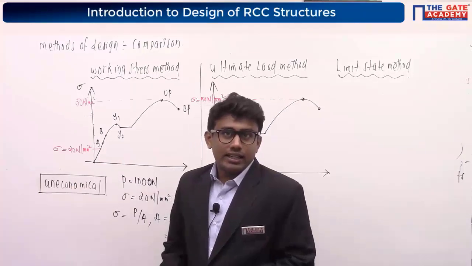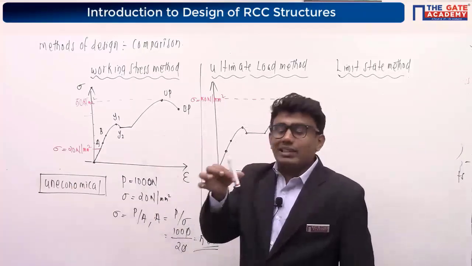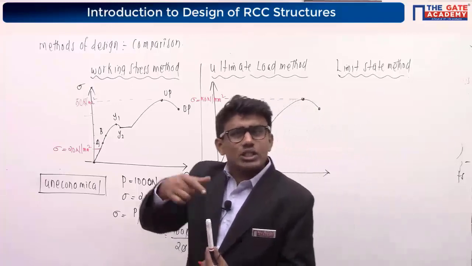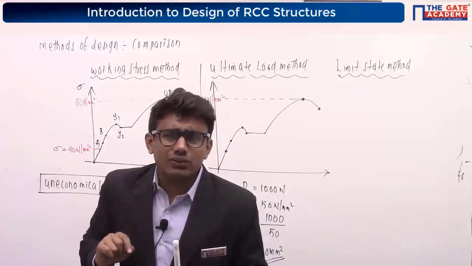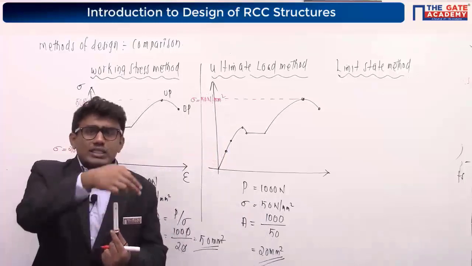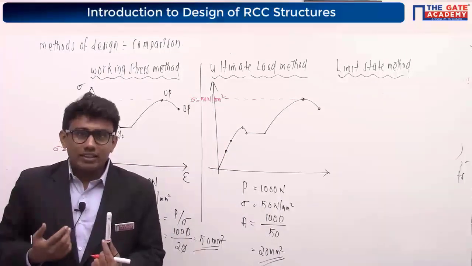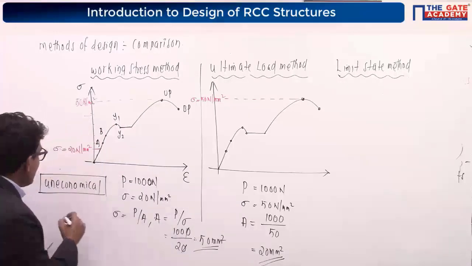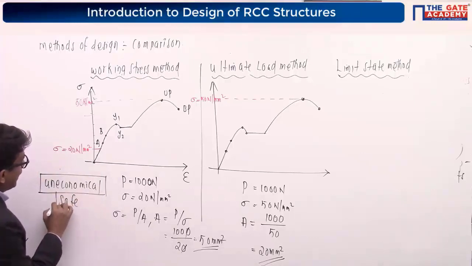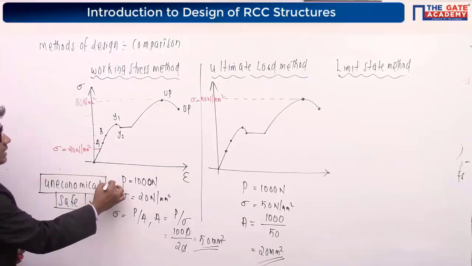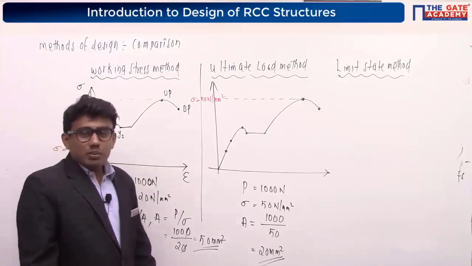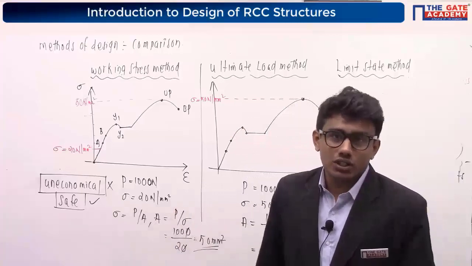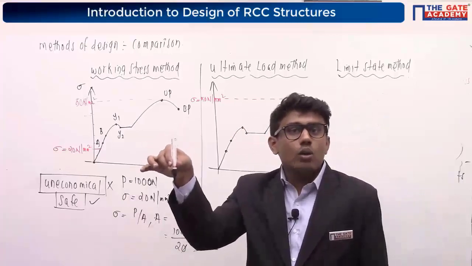Are you getting it right now? So we will be getting thick members, which will lead to an uneconomical design. But as the cross-sectional area is more than required, will it be safe or unsafe? It will be safe. So the section will be safe, but it will be uneconomical. This is the advantage, this is the disadvantage. In the working stress method, the cross section I get is uneconomical, but it is a safe structure.